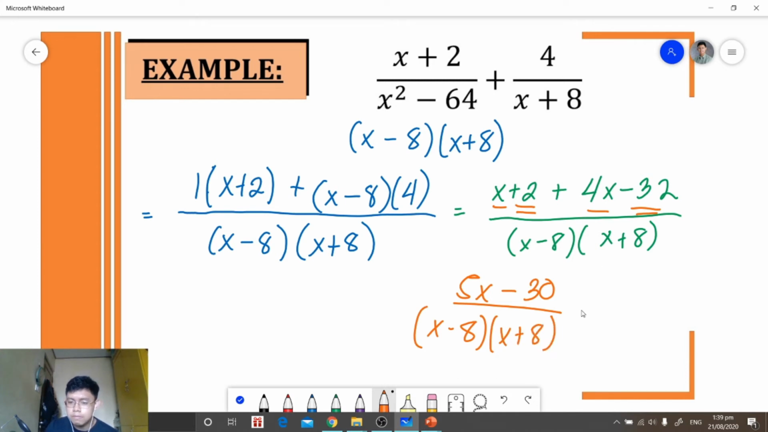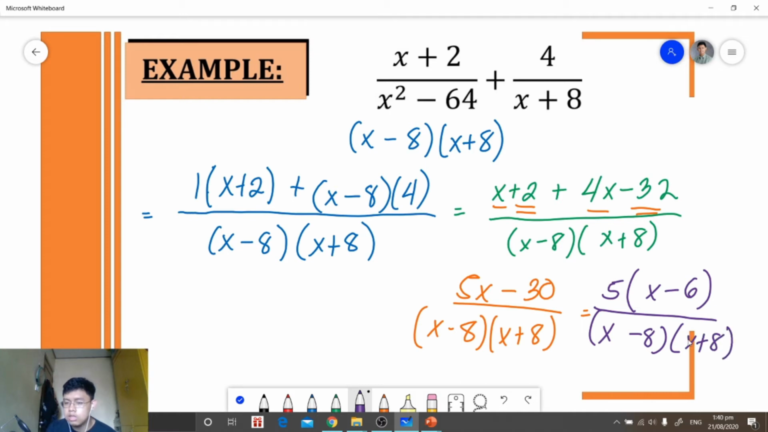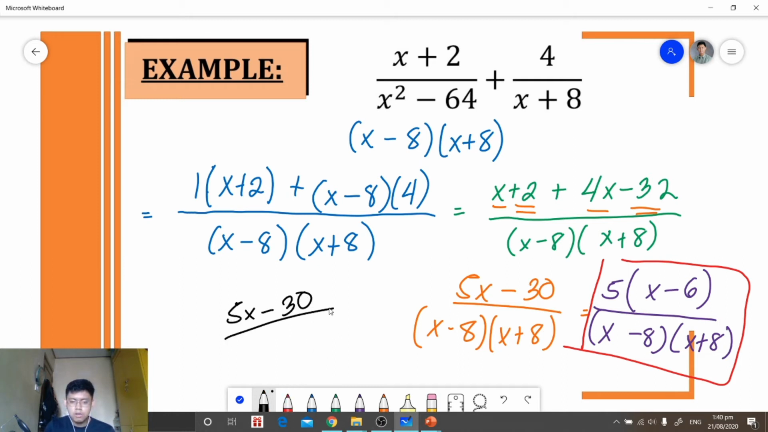Now let's factor our numerator and see if we can simplify. So the common factor is 5. So 5 times x minus 6 all over x minus 8 times x plus 8. Now since we cannot cancel anything, this will be our final answer. Or you can write it in its expanded form as 5x minus 30 all over x squared minus 64. Either way, they are just the same.